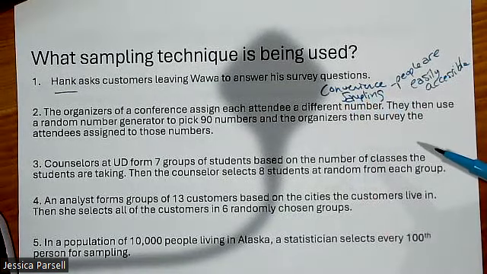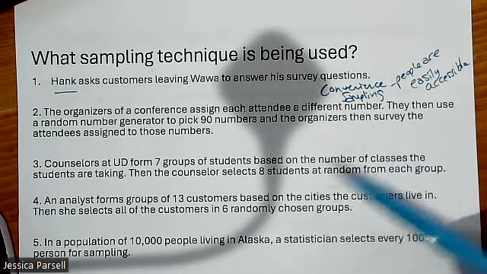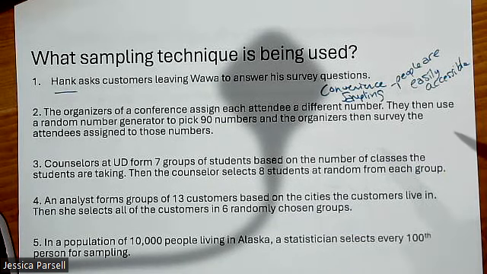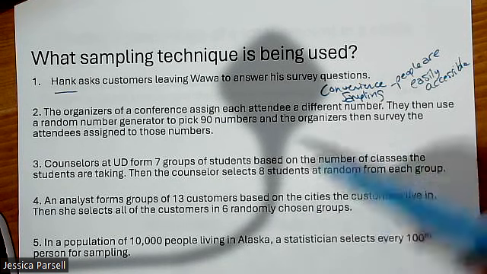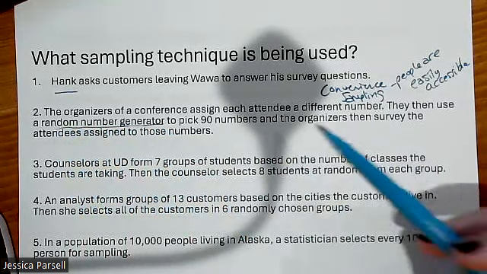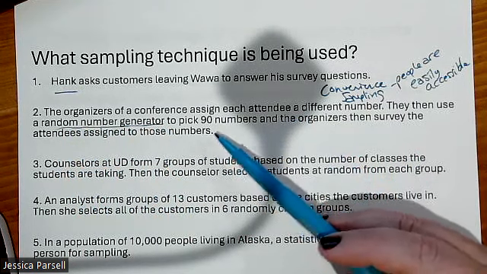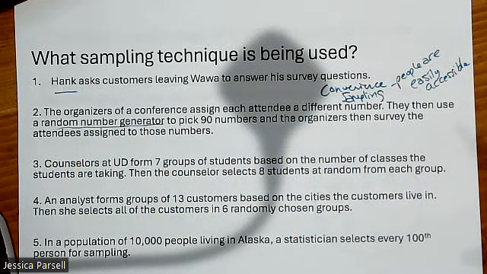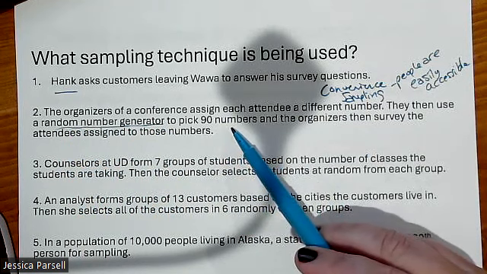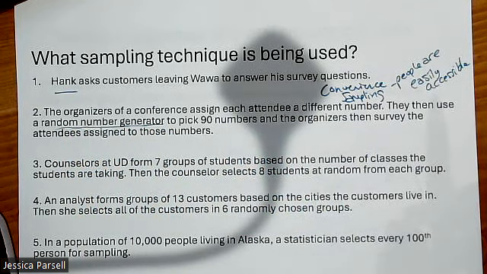The organizers of a conference assign each attendee a different number. Then they use a random number generator to pick 90 numbers. And the organizers then survey the attendees assigned to those numbers. Okay, there's some keywords here. They used random number generator. Okay, so every attendee walks in, gets assigned a number, and then they probably use a computer program to just randomly select 90 numbers, and then they call the people whose numbers they are attached to.